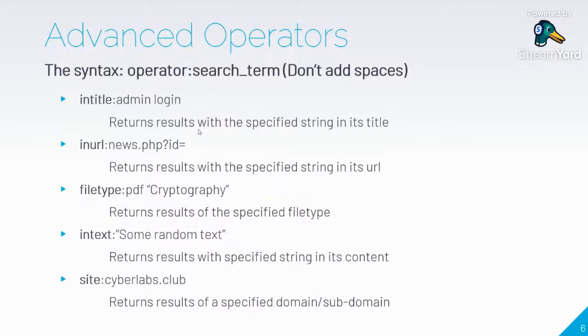Moving on, we have the inurl operator. From the name, it's very obvious: the URL should contain this. So the results have that specified string in their URL. So suppose you Google inurl news.php?id=. What would that give you? It would give you all those websites having news.php?id= in their URL.